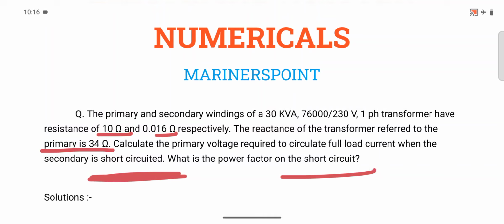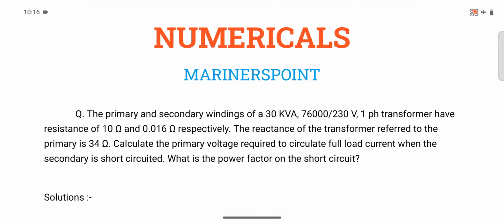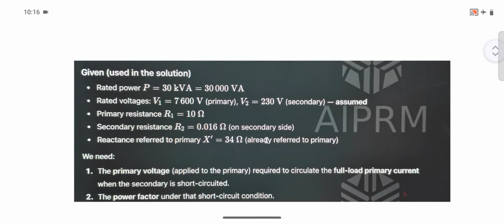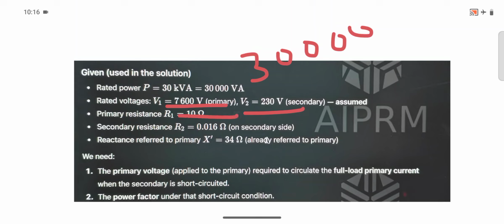Now, whatever we have in the question, we will write it. So here, rated power is given. How much? 30,000. And rated voltage is given for primary and secondary. Primary resistance R1 is 10 ohm and secondary resistance is also given.